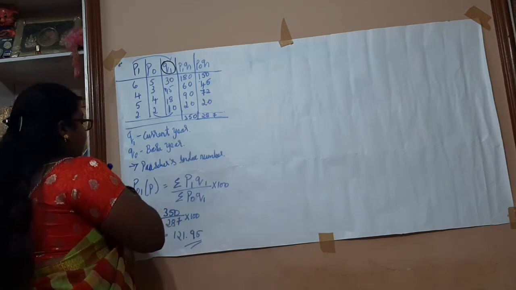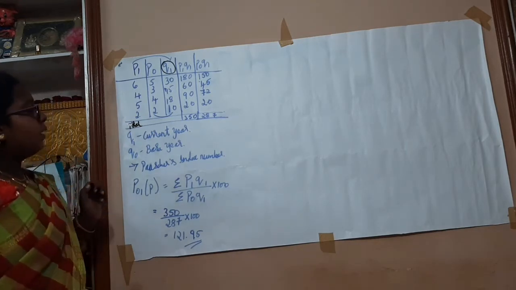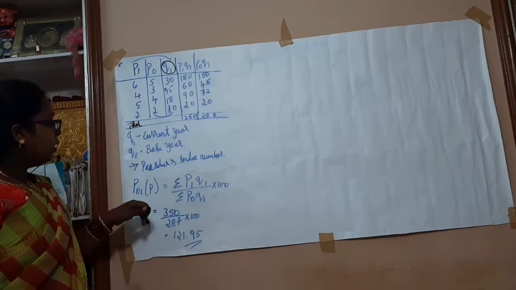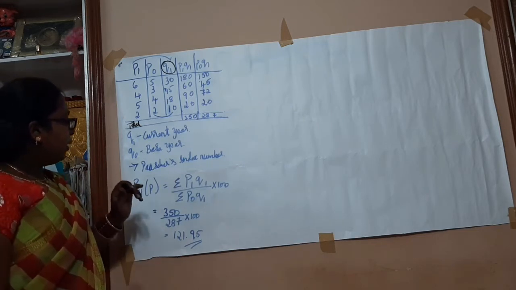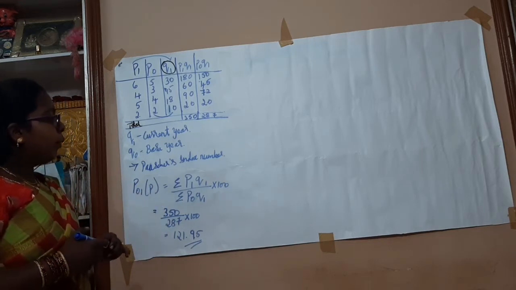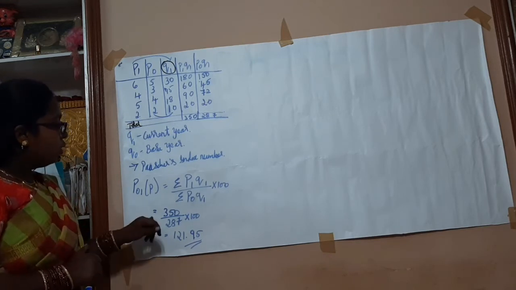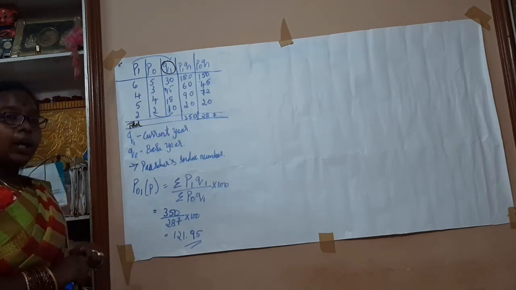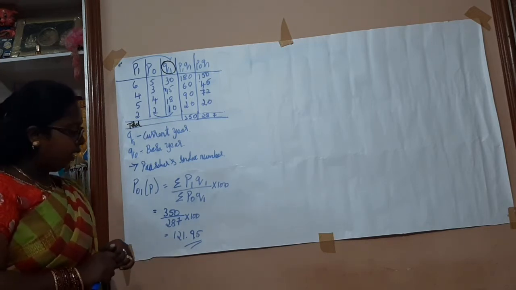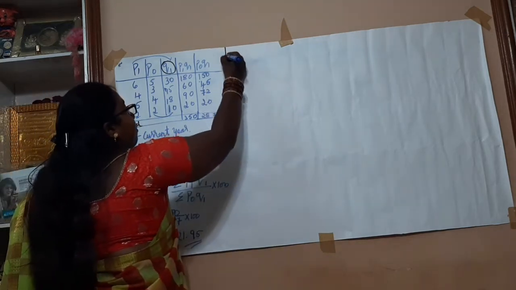When you add both, the total, sigma is nothing but your total, you will get 350 and 287. Then use the formula: P01 of P is equal to sigma P1 Q1 divided by sigma P0 Q1 into 100. So you will get 350 divided by 287 into 100, that is 121.95. Next, moving on to your 17th problem.